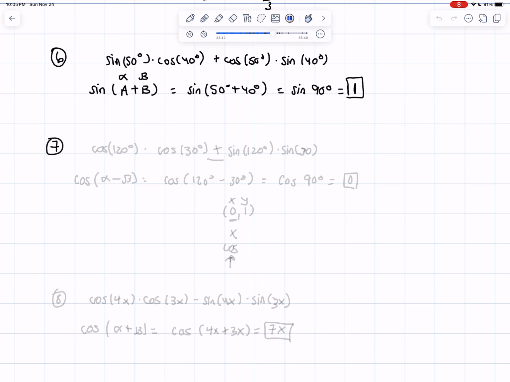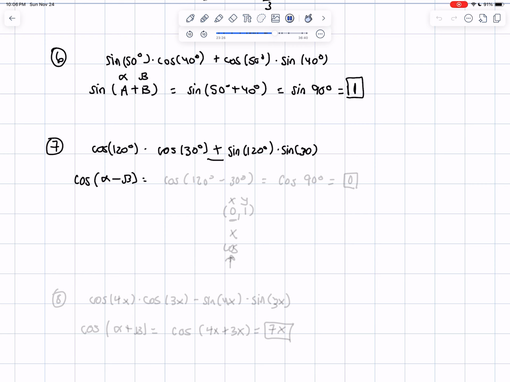Let's do the cosine of 120 degrees times the cosine of 30 degrees plus sine of 120 degrees times the sine of 30 degrees. Okay, cosine and sine are not alternating this time, and I have a positive sign. So if it's not alternating, I already know it's cosine. But if I have positive in the formula, I have to have minus here. So alpha minus beta is going to be minus.